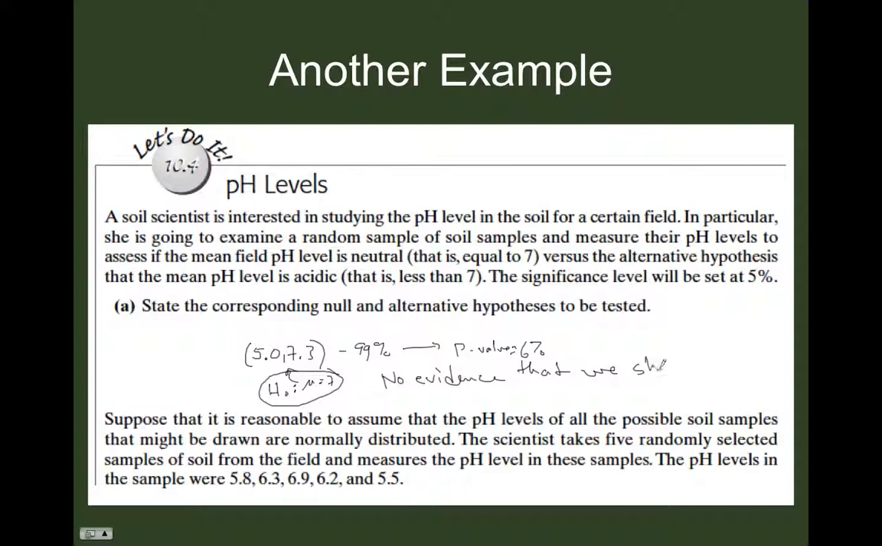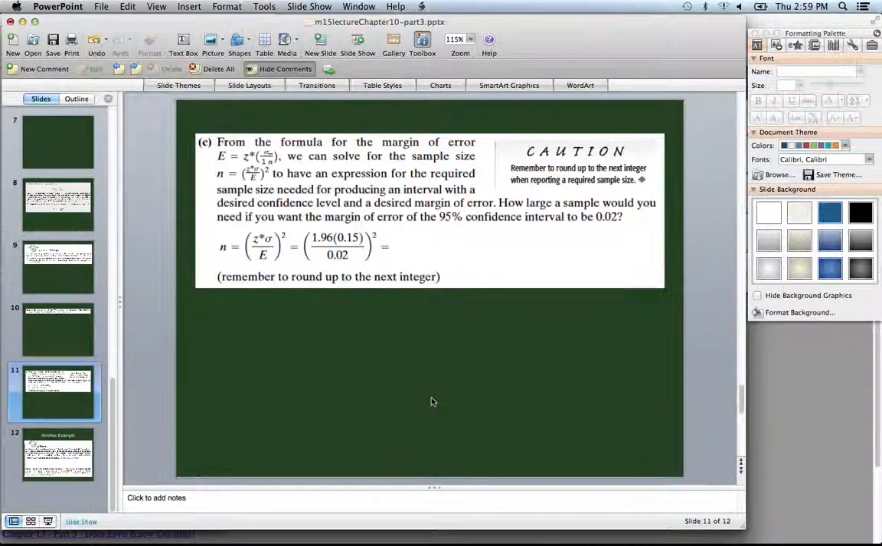On the other hand, if the whole interval were above or below the hypothesized value, then we would have evidence to reject the null hypothesis.